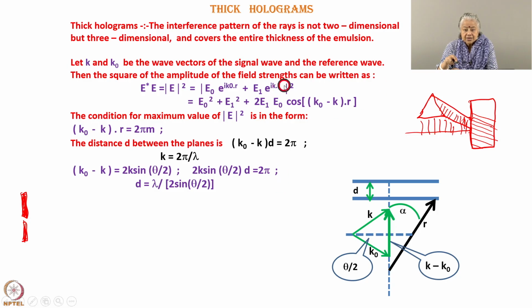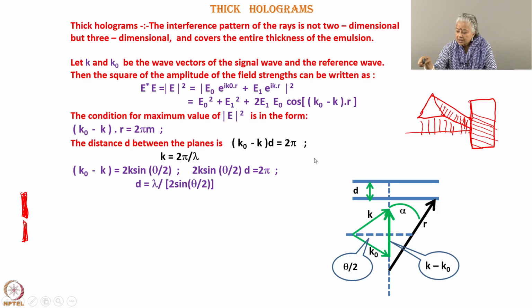So, r is that vector, I have just called that vector, and k also, as you know, is a vector, but in the previous derivations we were just taking a component of that k along the x direction or along the z direction. So, here I take this sort of a wave and take the square of that, as we have done before, to get the transmission. Okay, so, E0 square plus E1 square plus 2 E0 E1 cos of (k0 minus k) dot r.